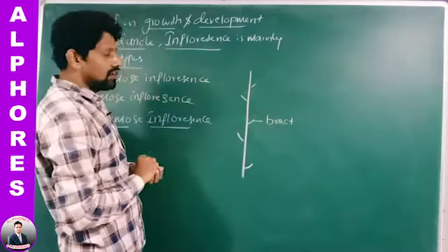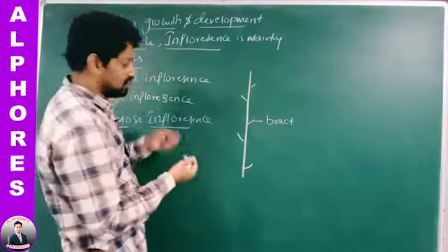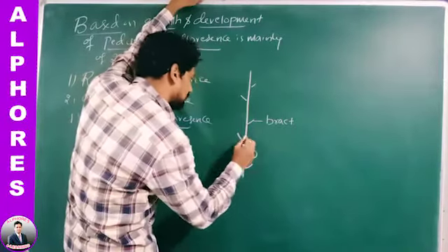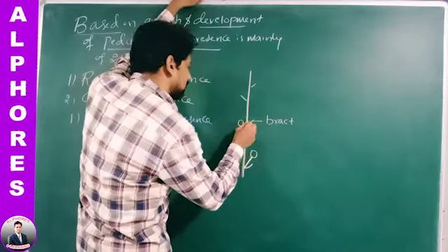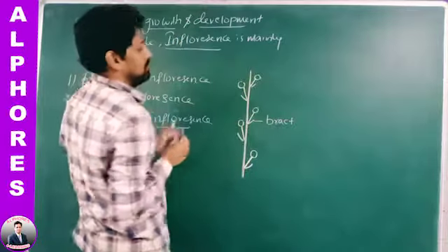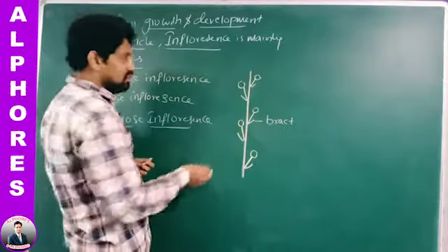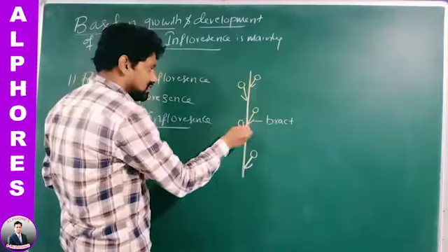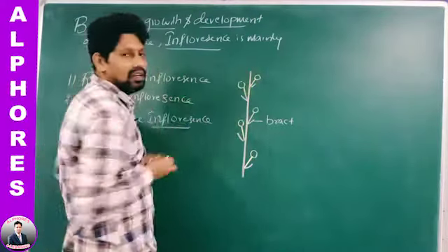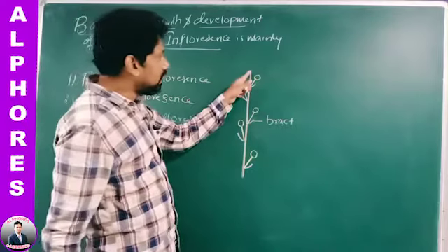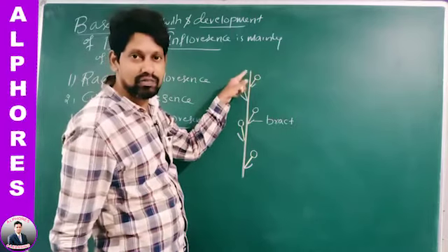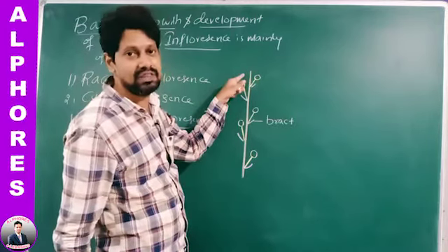From the axil of these bracts, what are developed? Flowers are developed. Now see here, sir, this is peduncle, right? Is there any flower in the tip of the peduncle? No. Therefore, the tip of the peduncle does not terminate with a flower.